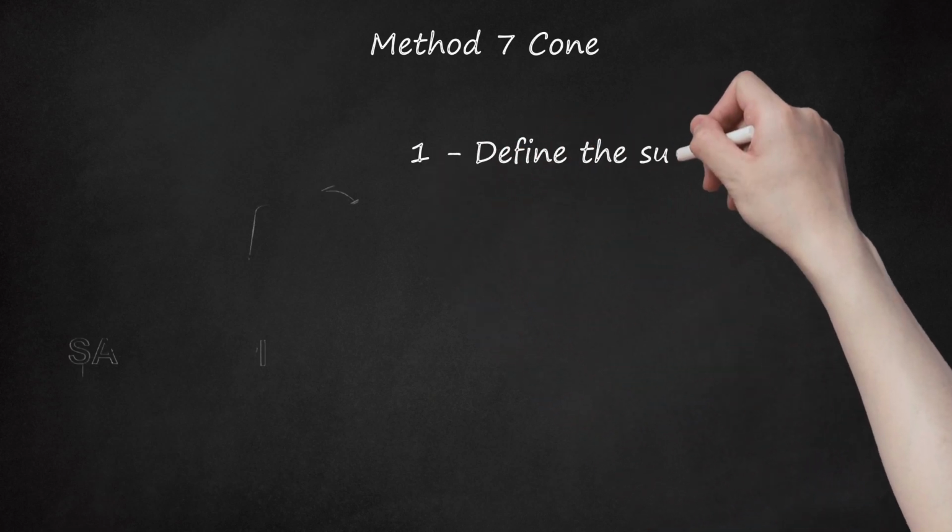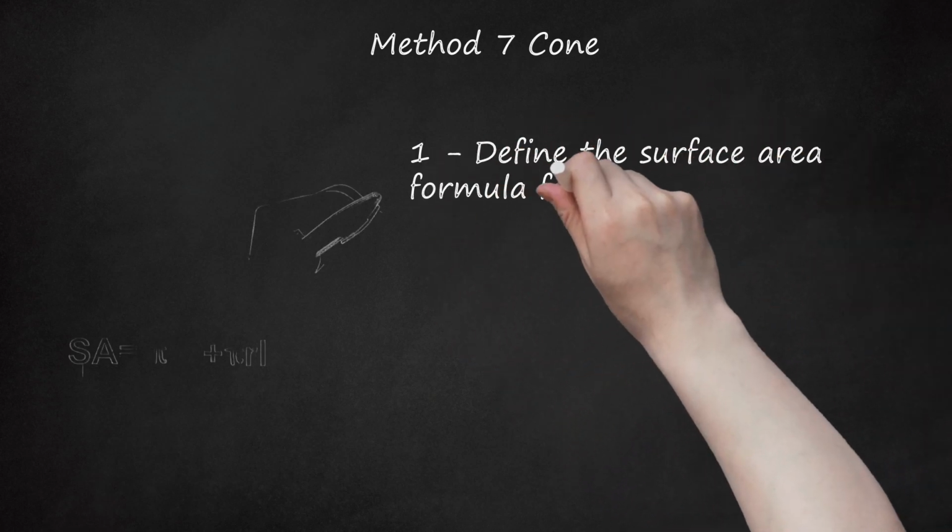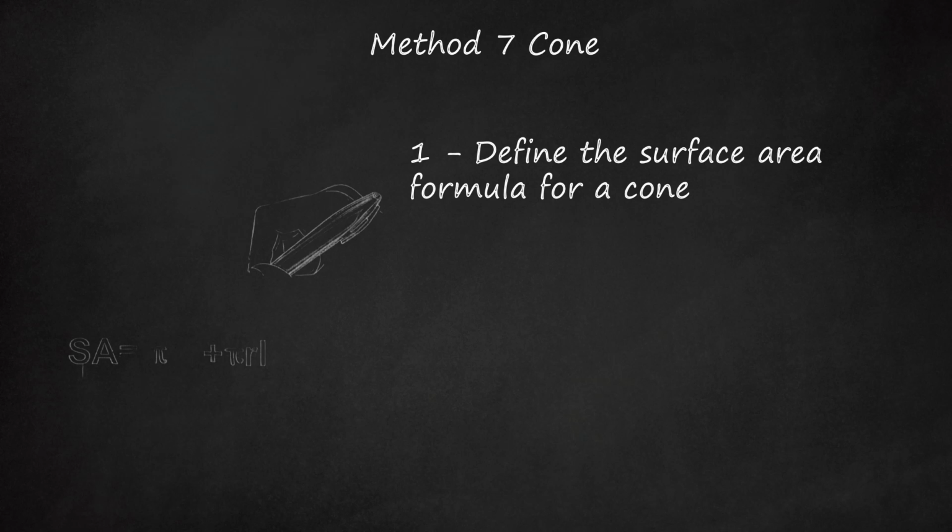1. Define the surface area formula for a cone. A cone has a circular base and a rounded surface that tapers into a point. To find the surface area, you need to calculate the area of the circular base and the surface of the cone and add these two together.